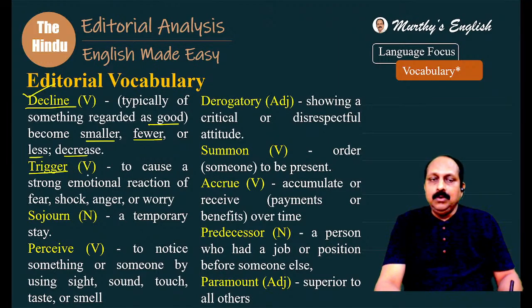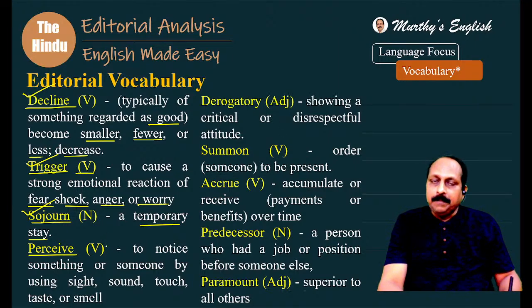Trigger can be a noun, can be a verb. In the context of the editorial, a verb. To cause a strong emotional reaction of fear, shock, anger, or worry. In this context, shock and anger both. Sojourn, an important word. I think we have got once or twice, but not many a time. Part of speech, noun. A temporary stay. You visit a particular place, you stay for a short period. That is known as sojourn.